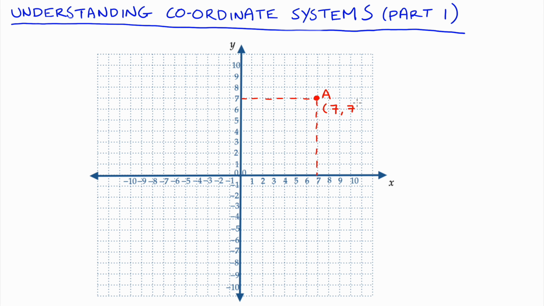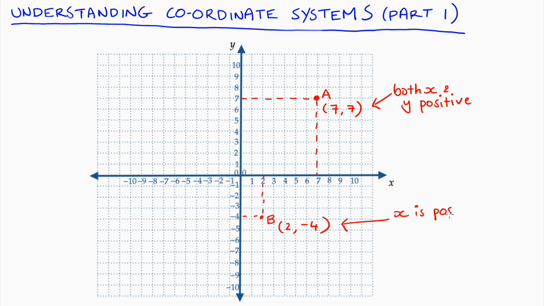Now note that in the first quadrant, both x and y will be positive. For instance, at point A, which I've marked where x and y are both equal to 7. In the second quadrant, x is positive, but y will be negative. For instance, at point B that I've marked here, where x is equal to 2 and y is equal to -4.